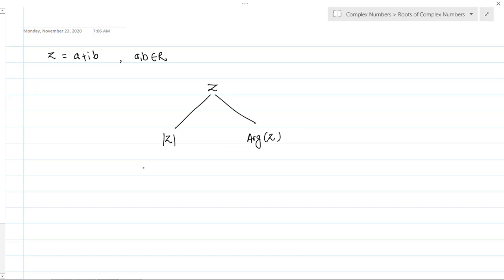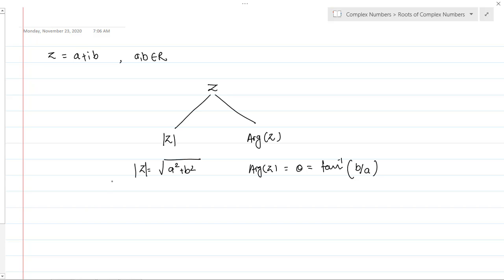This modulus is given as mod z equals root of a square plus b square, and the argument of z is given as theta, which is equal to tan inverse of b by a. So these are the two important points we have.